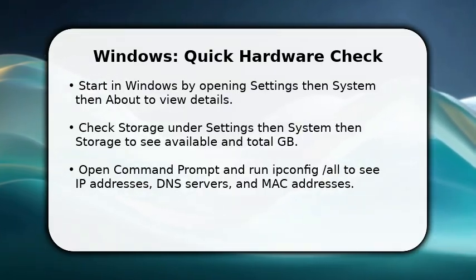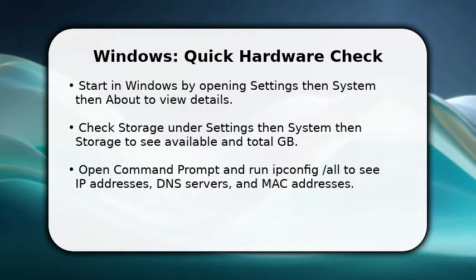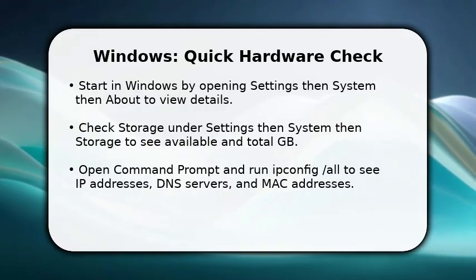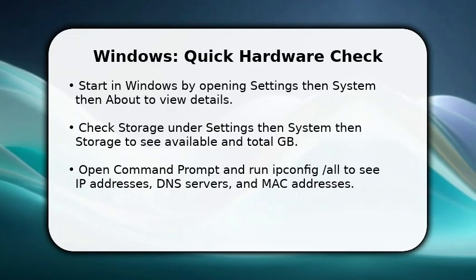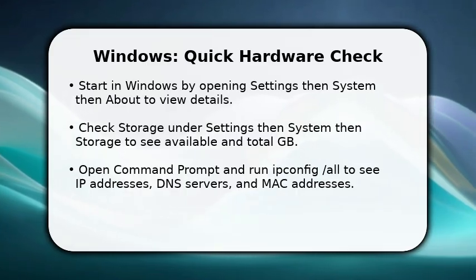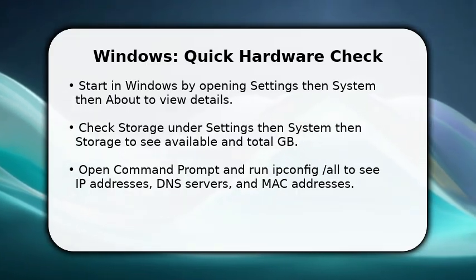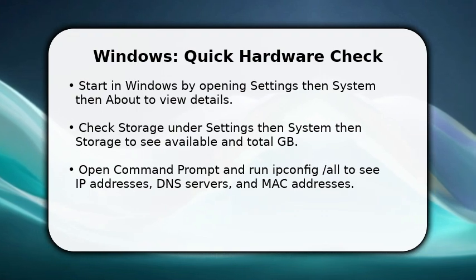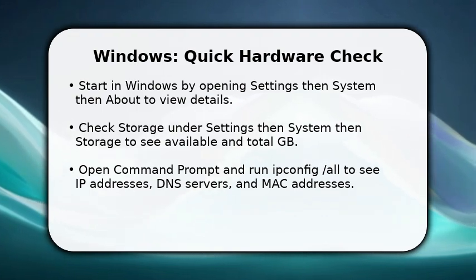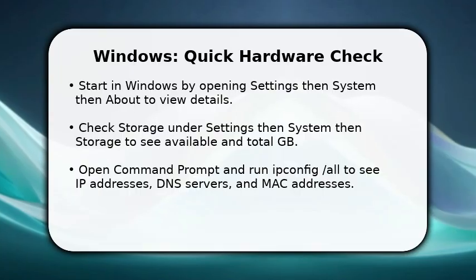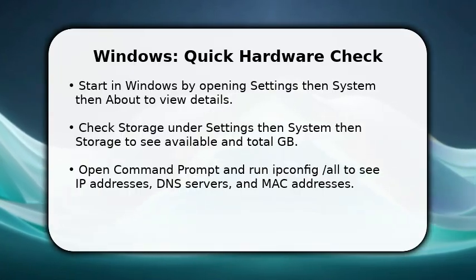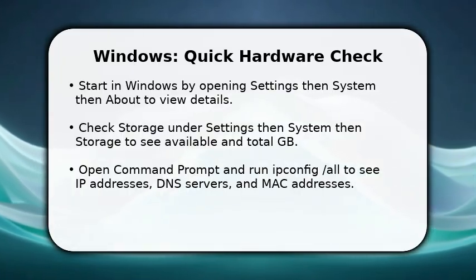Run msinfo32 to open system information for BIOS version, baseboard, and serial number. Use dxdiag to get DirectX and GPU details, including RAM size shown in megabytes. Open Command Prompt and run ipconfig /all to see IP addresses, DNS servers, and MAC addresses.